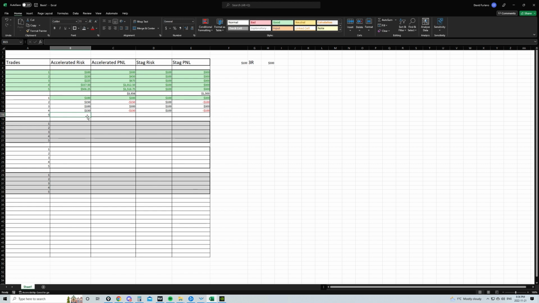Last trade, we go back to the stagnant risk approach, even on the accelerated, because we have to drop back down to our original risk allotment if we lose a trade. And what do we do? We make 300. On the stagnant approach, we risk 100 and we make 300. Let's get some totals here. So we total this for a total profit of 700. We total this for a total profit of 600.